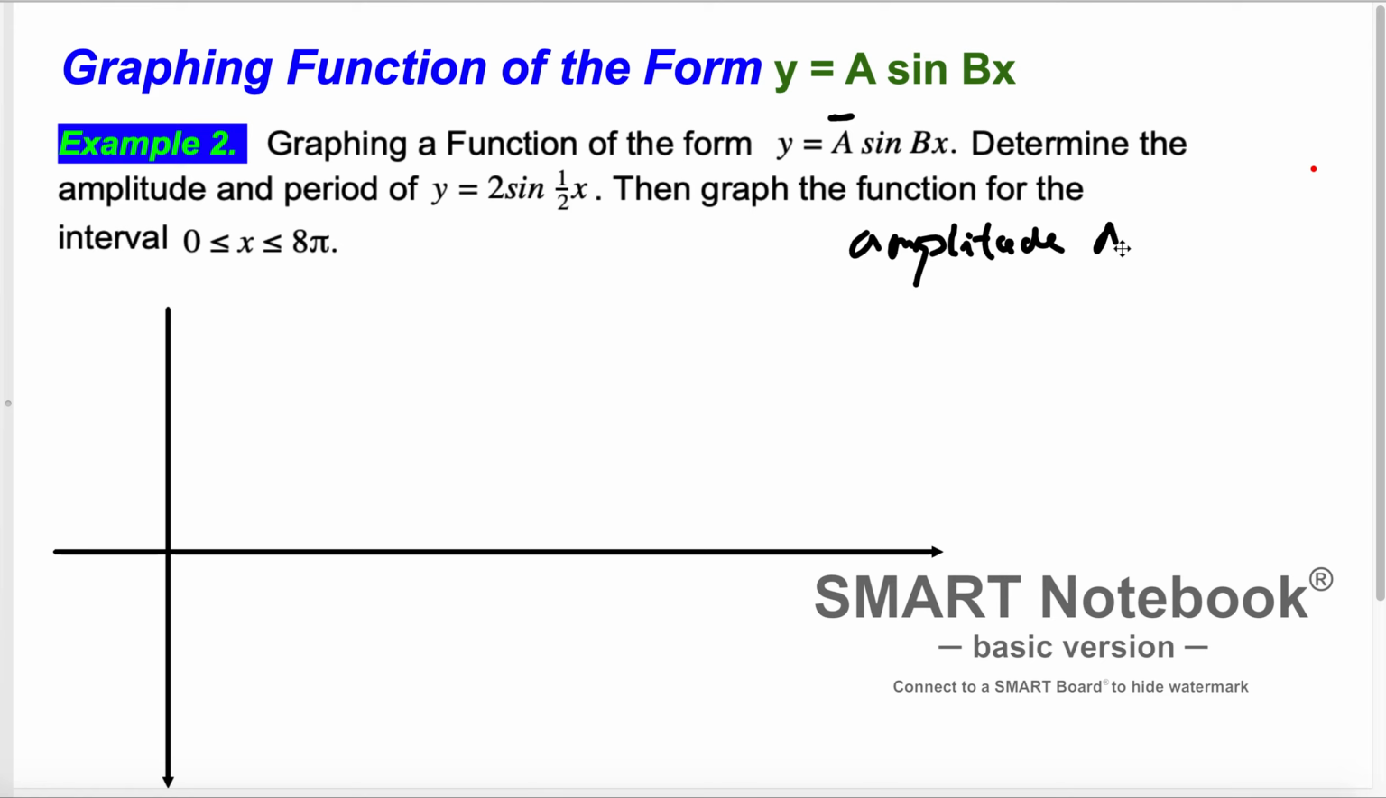So to find the amplitude, the amplitude A is going to be equal to 2, because the A here signifies the amplitude. And the amplitude here is 2. We already see in this function y is equal to 2 sine 1.5x.